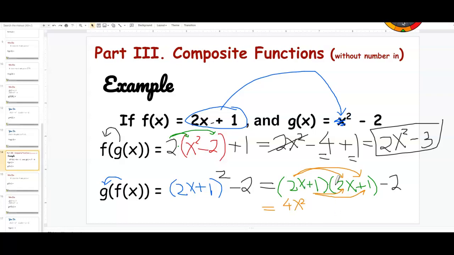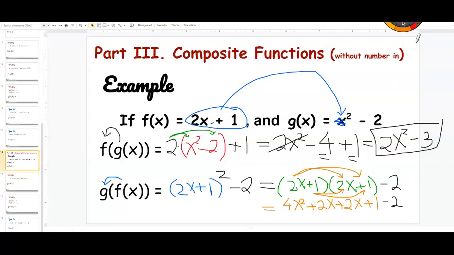Second arrow, 2x times 1. Number part, 2 times 1 is positive 2. X part, you only have 1x, nothing you can do, copy it down. Next arrow, 1 times 2x. Number part, 1 times 2 is positive 2. X part is only x. Last arrow, 1 times 1 is positive 1. So we finish the 4 multiplications. Okay? And then on the back, you have a single guy you haven't touched. Copy it down, which is minus 2.